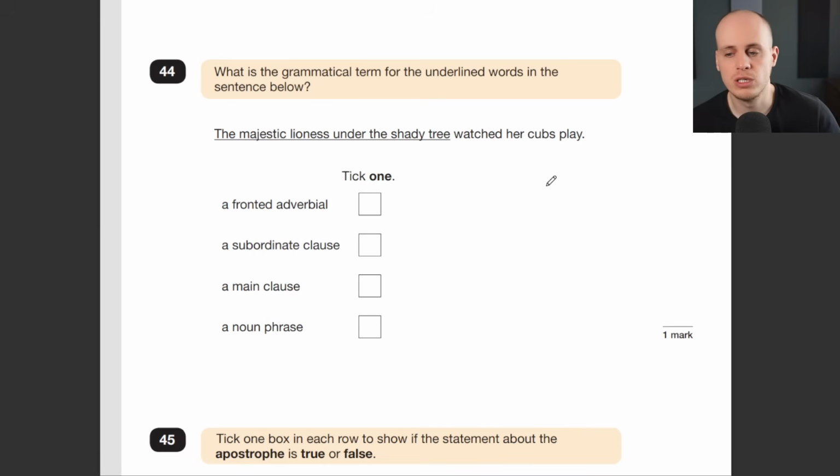What is the grammatical term for the underlined words in the sentence below? Guys, I actually don't like this question, and maybe another time I'll explain why. But let's just do the answer.